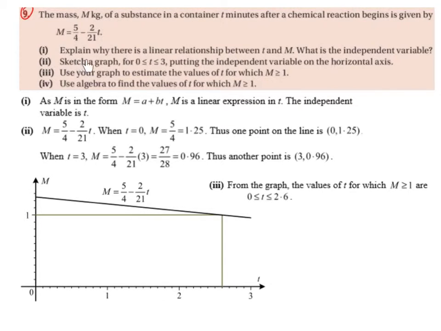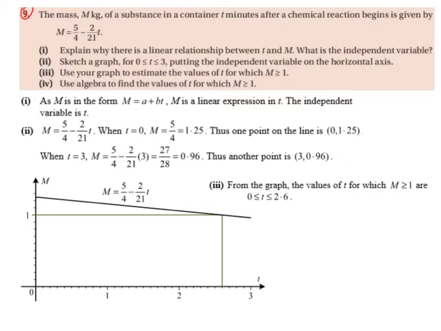Part 2. Sketch a graph for t values greater or equal to 0 but less than or equal to 3, putting the independent variable on the horizontal axis. So this is our horizontal axis, usually called our x-axis, and today it's called our t-axis. And this is our vertical axis, usually called our y-axis, and today it's called our m-axis. So our horizontal axis represents time in minutes, and our vertical axis represents mass in kilograms.